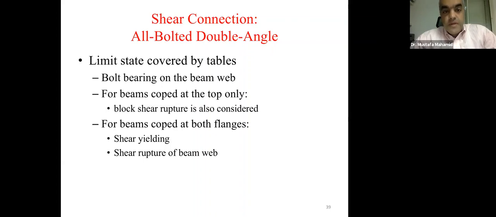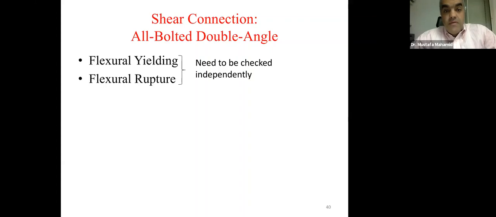Okay. Now, flexural yielding and flexural rupture, this is due to the coping of the beam, that's not covered by the tables. Okay, so that needs to be checked independently, and we have a procedure in part 9 of the AISC manual to check a coped section, flexural yielding and flexural rupture. So we need to follow that to check these two limit states.